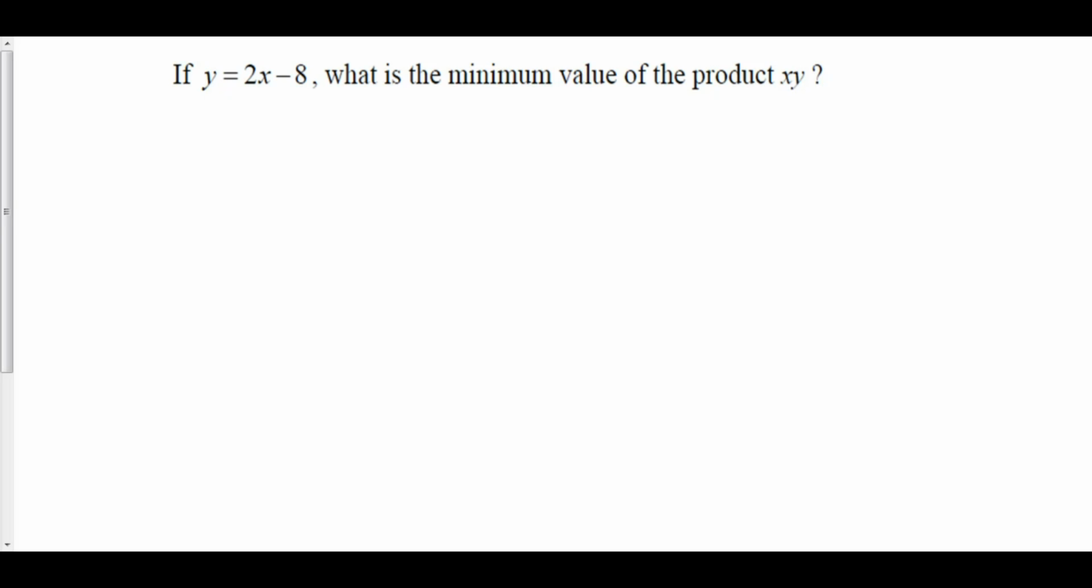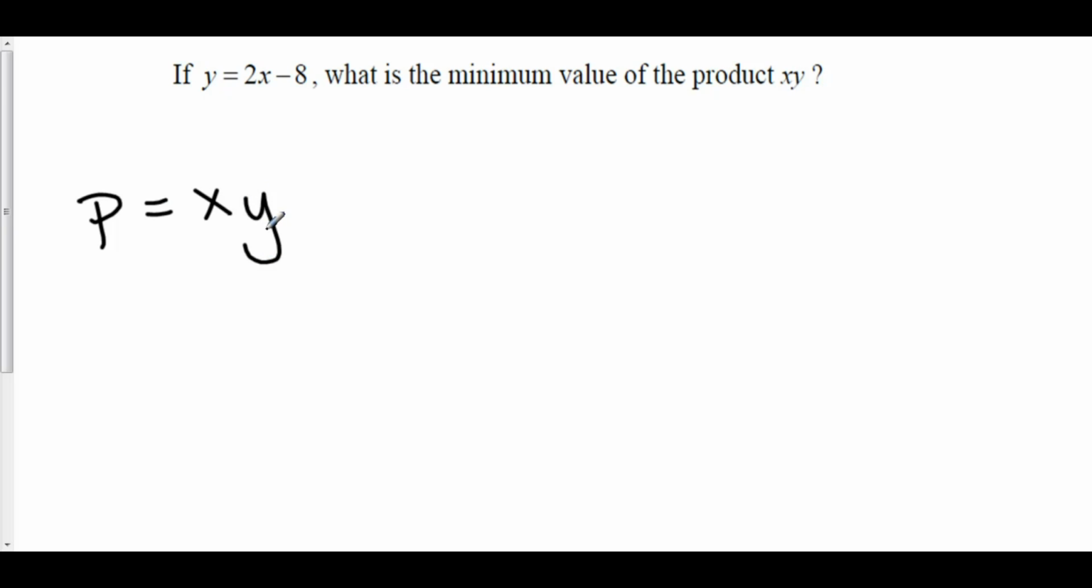If y is equal to 2x minus 8, what is the minimum value of the product x times y? This is a classic example of an optimization problem. In optimization, we are asked to maximize or minimize the value of some function. Here, our function is the product x times y. So we can write P, for product, is equal to x times y.